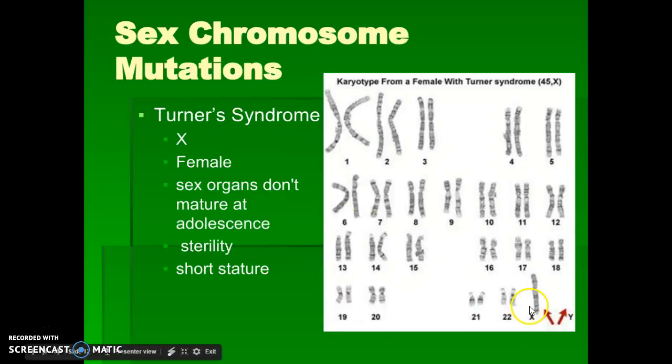Turner syndrome means that they only have one X. There's not a second chromosome hanging out here. They are considered to be female. Their sex organs don't mature during puberty. They are also sterile, which means they cannot have kids, and are short in stature.